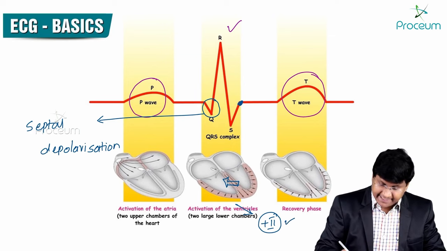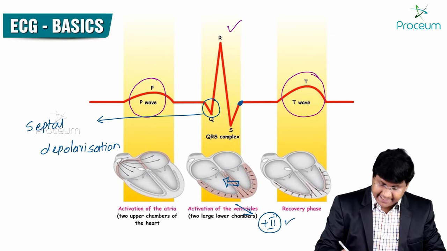Now, after having discussed the ECG paper, let me discuss the ECG leads. If you take the ECG leads, we have a 12 lead ECG. Now, what are these 12 leads? We have 3 limb leads, that is lead 1, lead 2, lead 3. These are limb leads. Then we have 3 augmented leads, that is AVR, AVL and AVF. These 3 are your augmented leads.